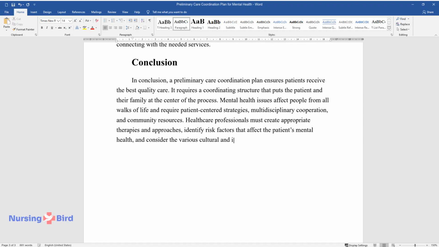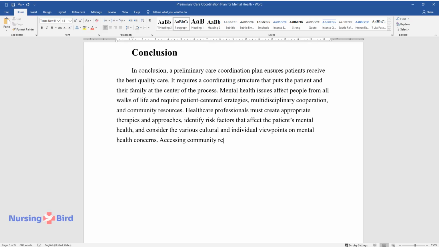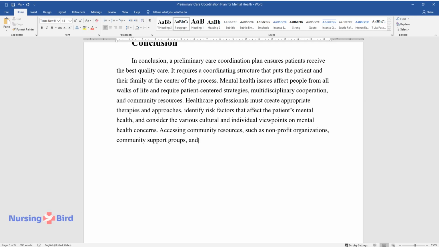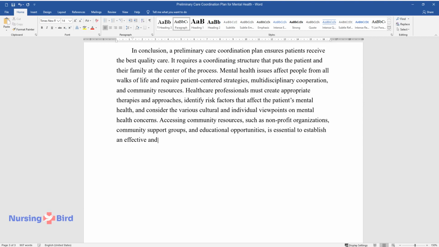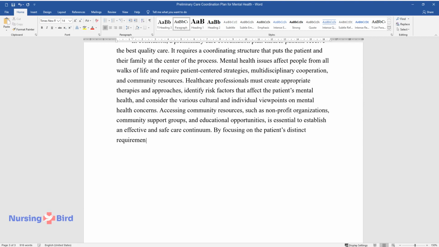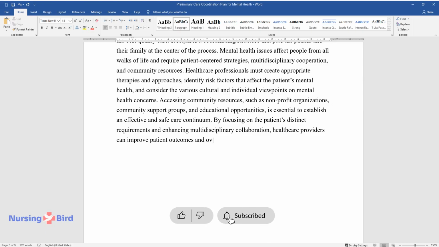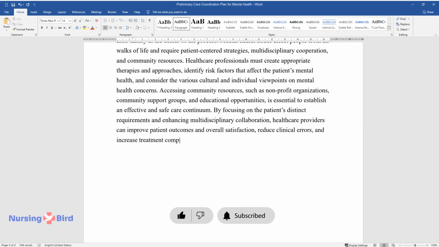Accessing community resources, such as nonprofit organizations, community support groups, and educational opportunities, is essential to establish an effective and safe care continuum. By focusing on the patient's distinct requirements and enhancing multidisciplinary collaboration, healthcare providers can improve patient outcomes and overall satisfaction, reduce clinical errors, and increase treatment compliance.